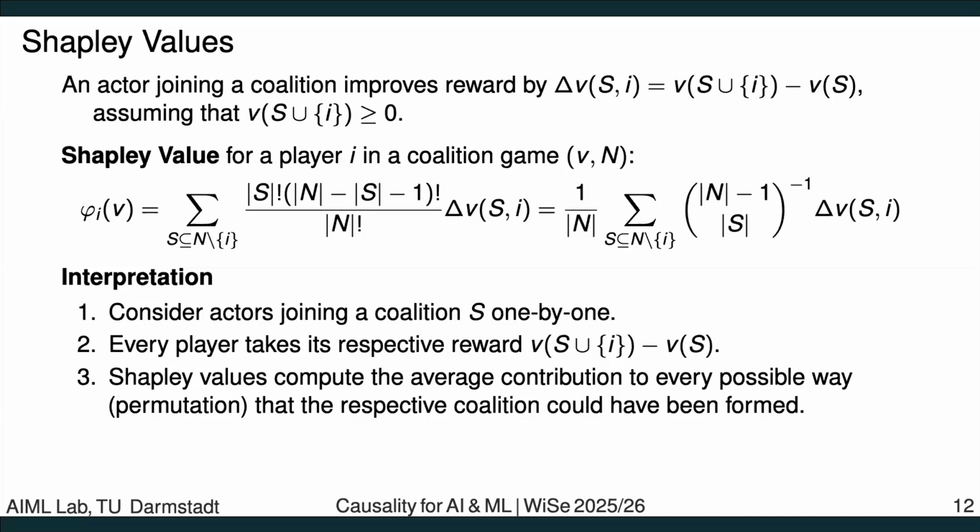And as you see, here is this n factorial. So that whole thing can grow quite large quite quickly. So there are ways to relax that, but the general idea is really computing the average expectation of a player joining.